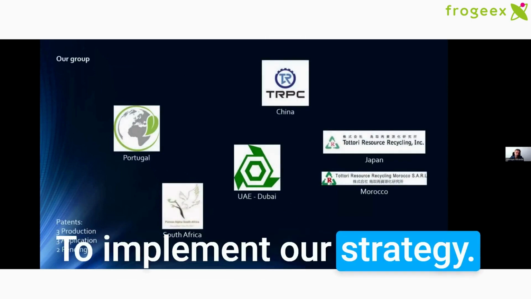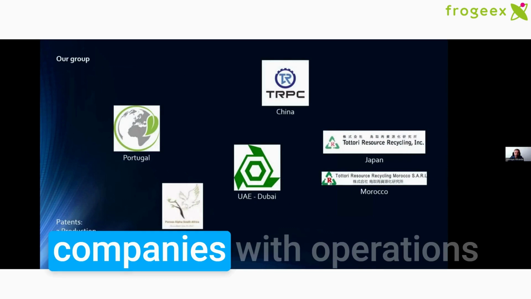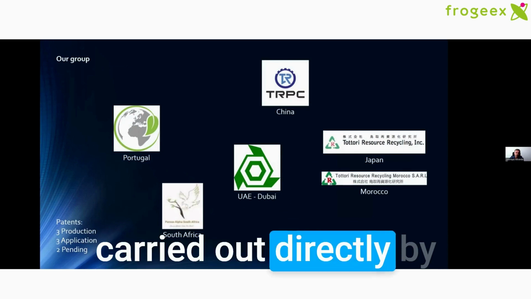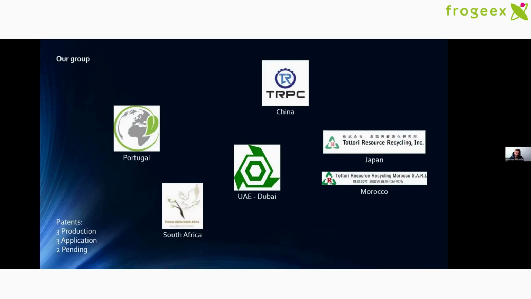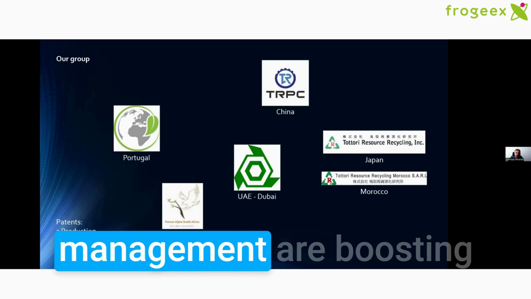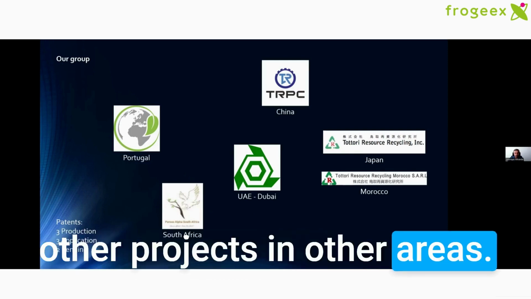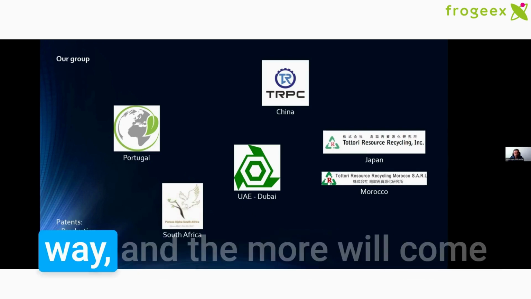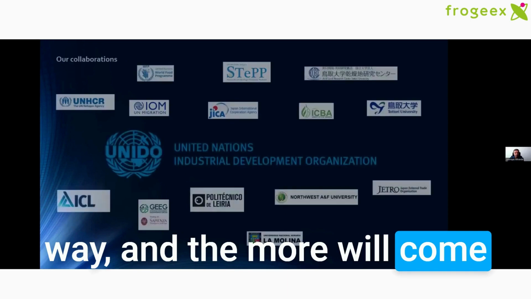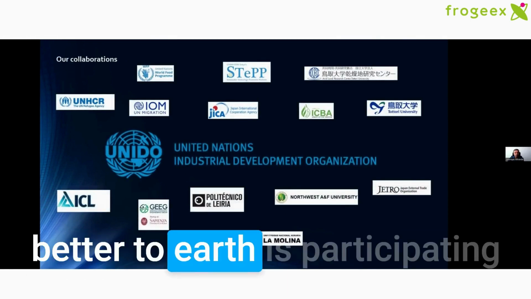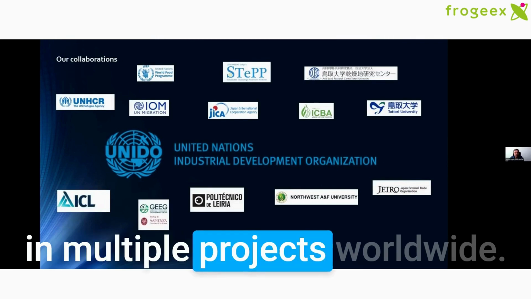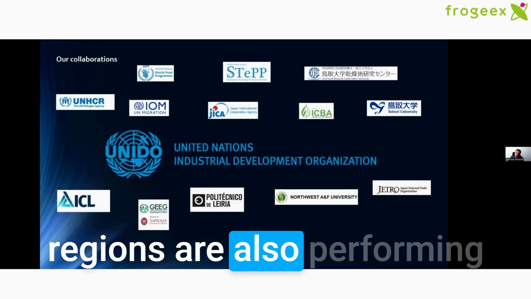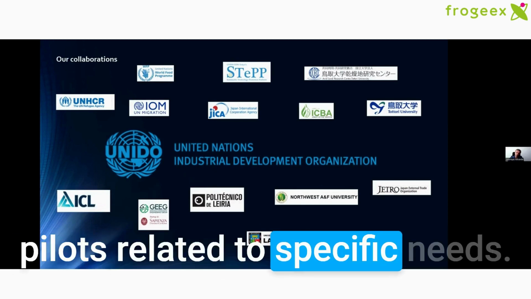To implement our strategy, we have a group of 5 companies with operations in North America and South America being carried out directly by the Japanese company. The synergies in water management are boosting other projects in other areas. And as we speak, 2 more patents are on the way and more will come. Betterworth is participating in multiple projects worldwide. Our colleagues from other regions are also performing pilots related to specific needs.